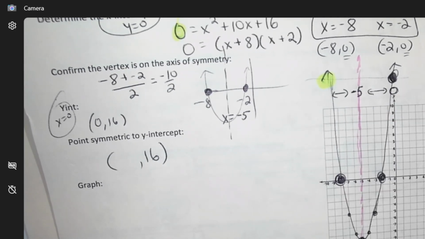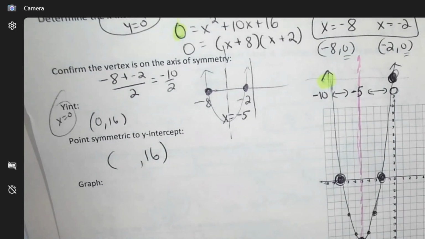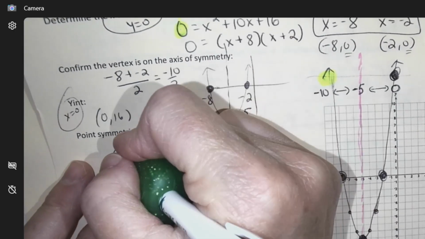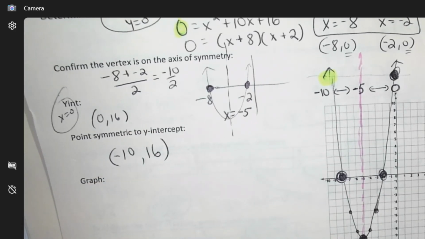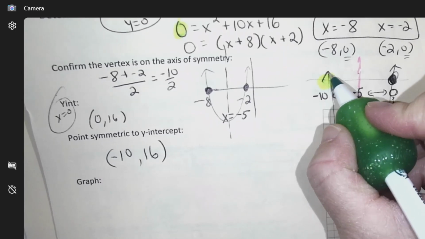So could you use that info to figure out the x value over here? Can we do -10? Because then that puts the -5 halfway. Okay, so you're just doing that halfway positioning. This axis is always halfway between partners.